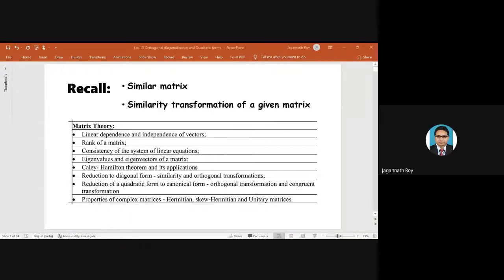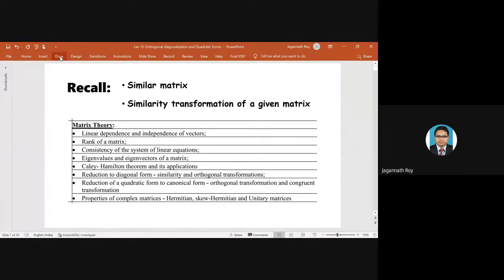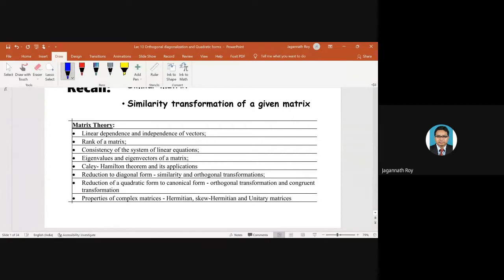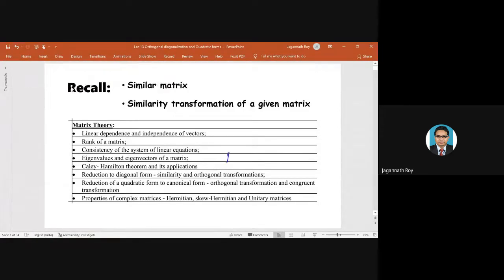So earlier we have discussed concepts of similarity transformations in the last class. Reduction of a matrix. So that means A is a given matrix. We want to transform it into a diagonal matrix. And then we have seen P inverse AP is a diagonal matrix.